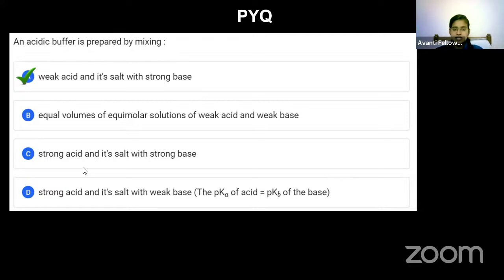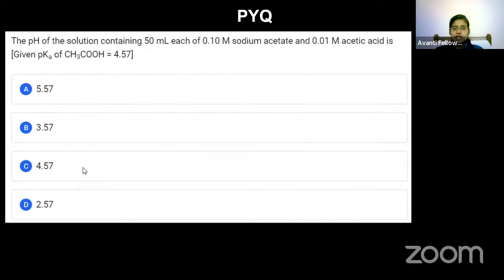So now let's go ahead with the second question. The pH of a solution containing 50 ml each of 0.10 molar sodium acetate and 0.01 molar acetic acid is... pKa for acetic acid is given. We have to find out the pH. So how to find out, and which formula will you use? Can anyone tell me the name of the formula that we have to apply?